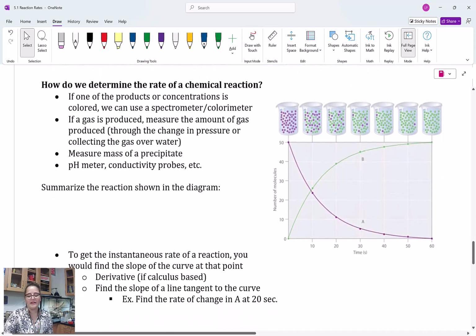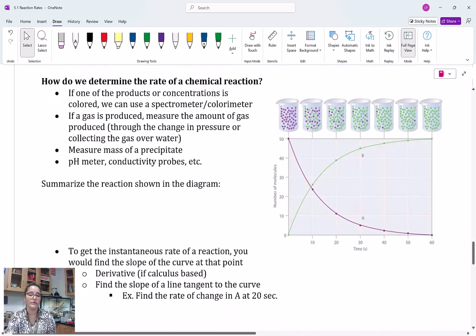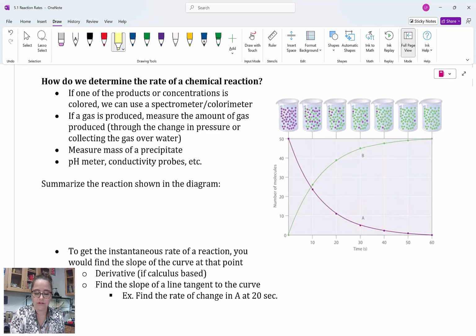Okay. Now, how we actually do this is really specific to the chemical reaction that we're investigating. So we'll learn to use a spectrometer or a colorimeter, and that's if one of the products or reactants is colored. Think about that blue copper chloride that we've seen before. If a gas is produced, we could measure the amount of gas produced through either the change in pressure or collecting that volume of the gas over water.